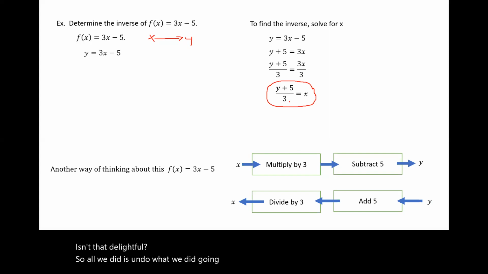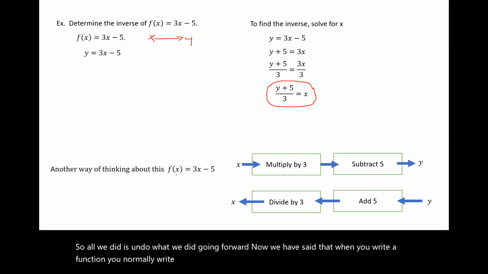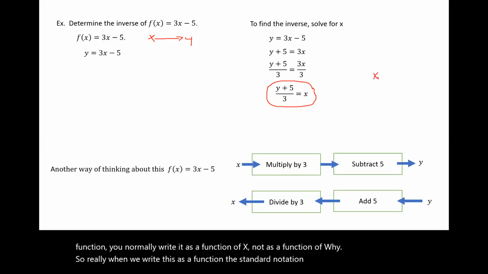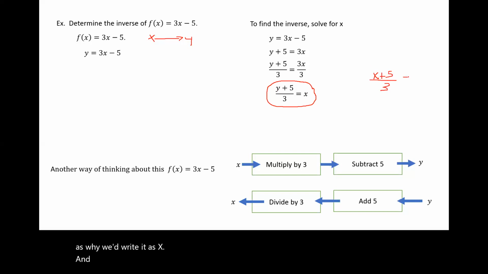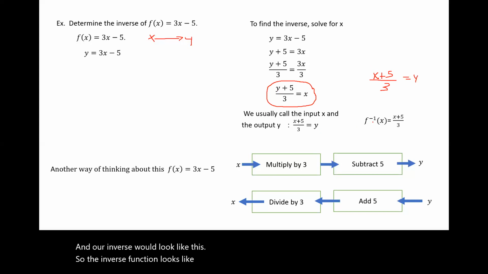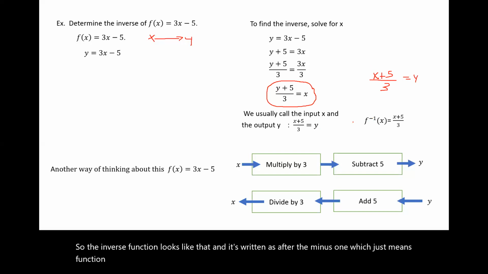Now, we have said that when you write a function, you normally write it as a function of x, not as a function of y. So when we write this as a function in the standard notation, instead of writing our input as y, we'd write it as x, and our inverse would look like this. The inverse function looks like that, and it's written as f to the minus 1, which just means the function going backwards, so inverse function.